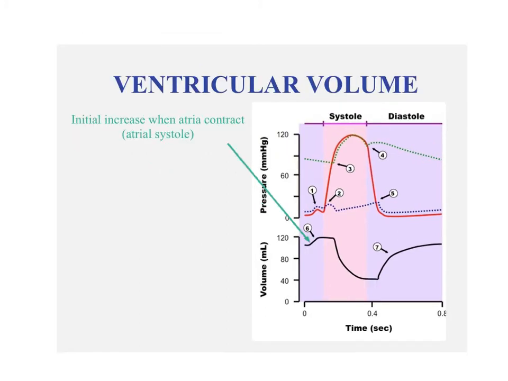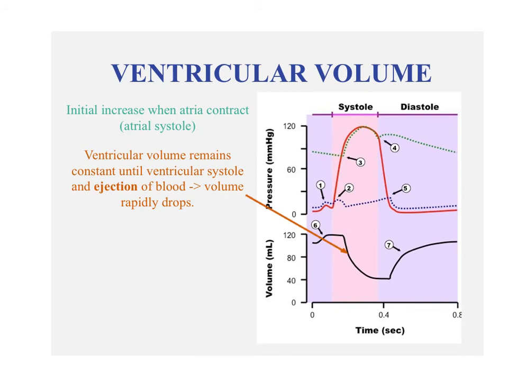So the first bit we've got is a period of increased ventricular volume. So the blood is starting to fill. I'm going to cross out atrial there because that shouldn't really be there. And the initial increase when atria contract, we're talking about the recoil again. So that blood is being dropped from the atria down to the ventricles in the relaxed phase. Now after atrial contraction, so atrial systole, the amount of blood in the ventricles is going to stay the same. Okay, and that's why we've got that slight plateau.